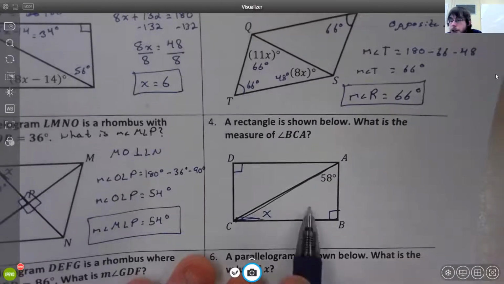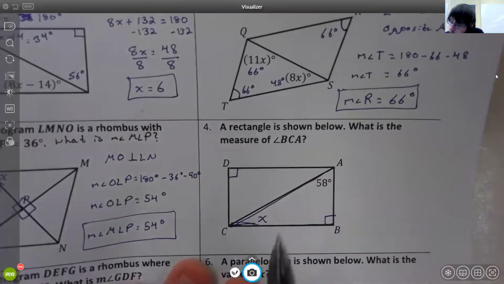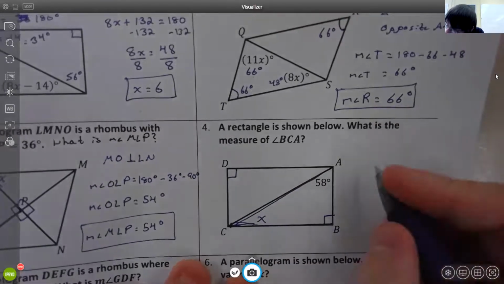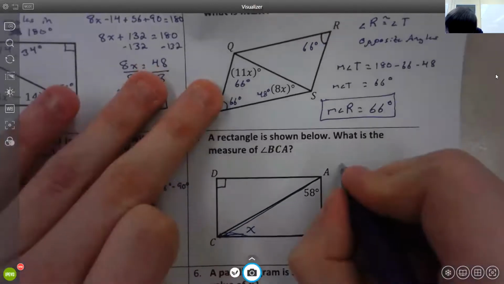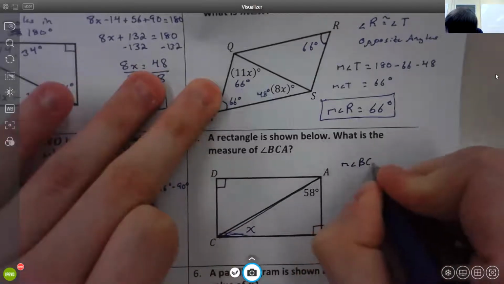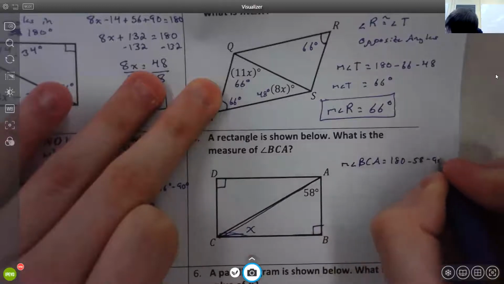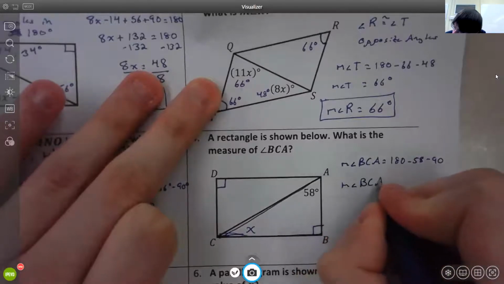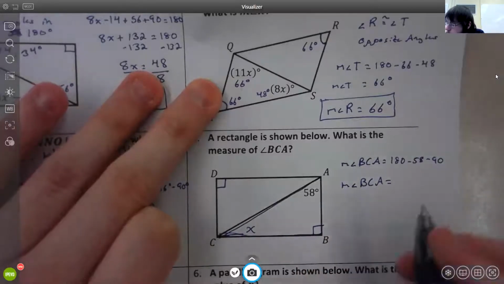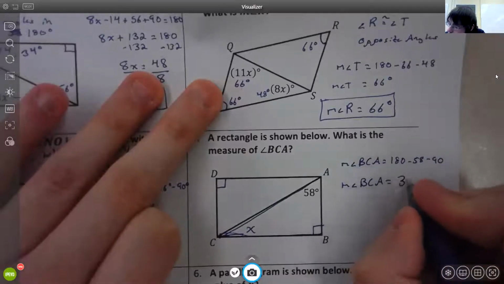And we know that the interior angles of a triangle equal 180. So when we do 180 there, we know that X would have to equal 180 minus those 2 angles. So the measure of angle BCA is 180 minus 58 minus 90. So that means that the measure of angle BCA is going to be equal to 90 minus 58, which is 32 degrees.